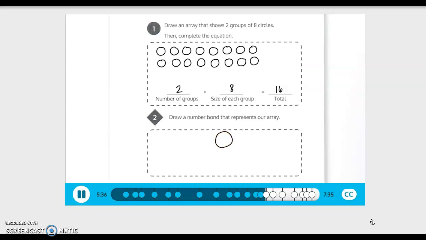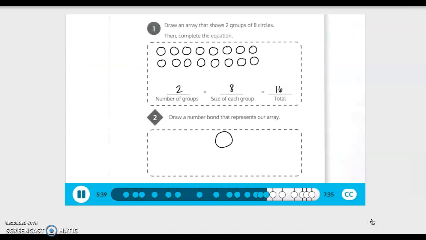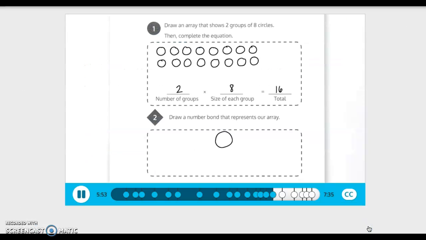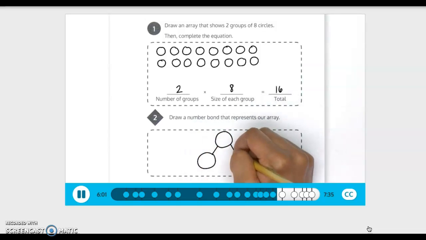Your turn. Our array shows 2 groups of 8. Draw part circles coming from the total in the number bond. Make one part to represent each row in the array. There are 2 rows in our array. That's the same as 2 groups. So I'll draw 2 parts in our number bond.